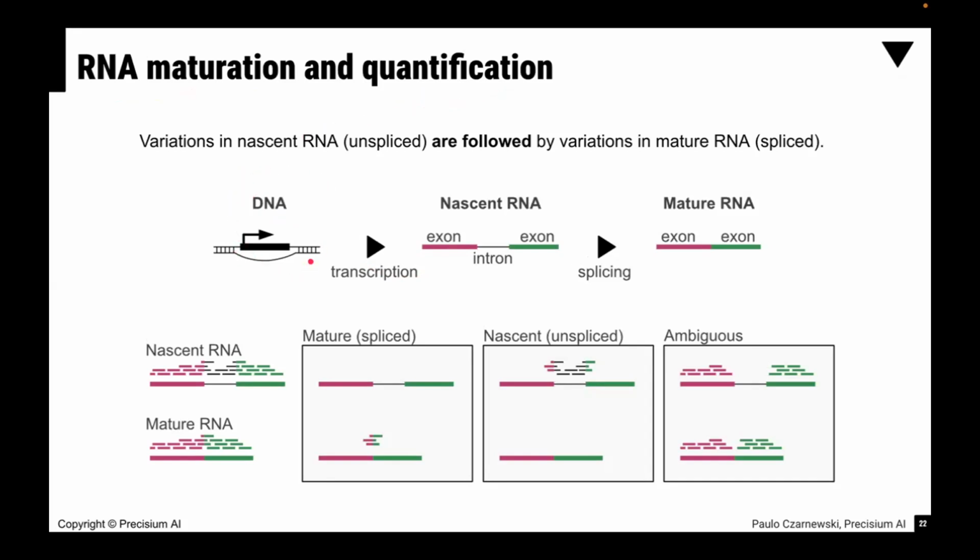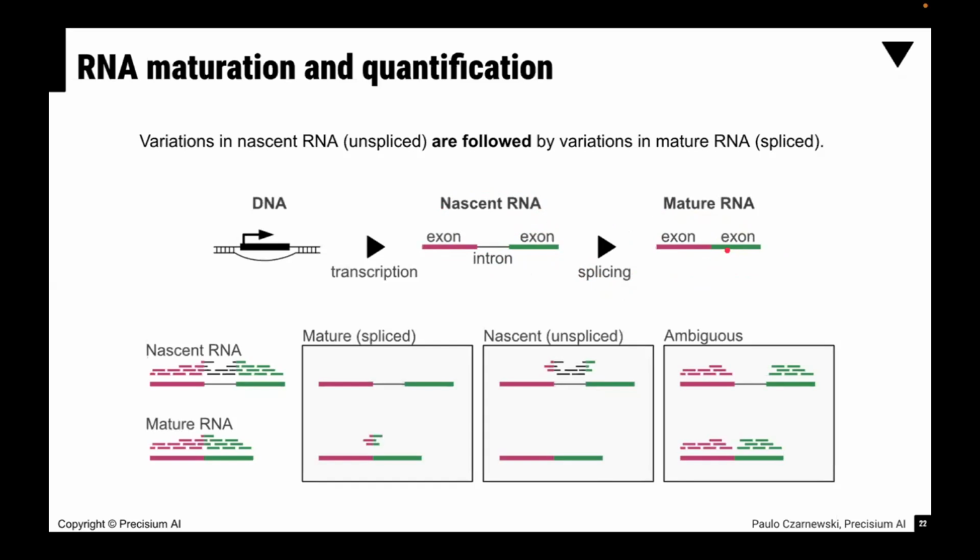Imagine that you have your DNA, and once that DNA starts to be transcribed, it produces what we call nascent RNA or unspliced RNA, where you have exons. Here I'm coloring the exons in different colors for illustration, but these are the same gene. Then you have the intron in between, which usually does not produce a protein. Once that nascent RNA is pushed out of the nucleus, there is a process called splicing, where you remove the intron, and that's probably Biology 101, and the two exons are then joined together.